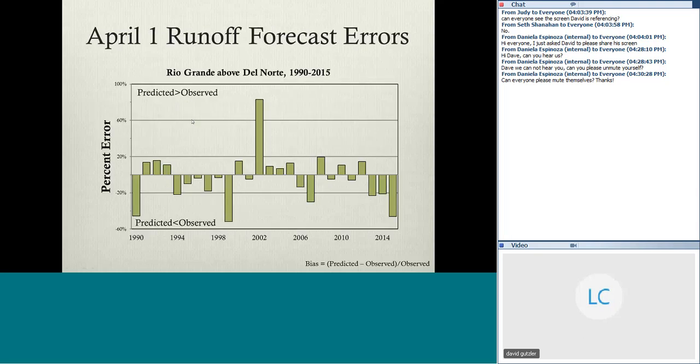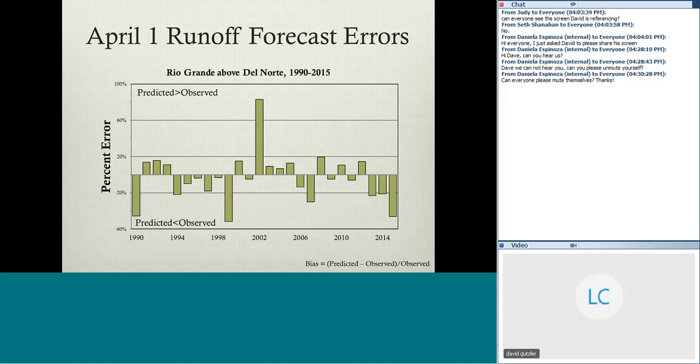This plot shows variability in the water supply outlook errors from 1990 through 2014 based on April 1 snow water equivalent. And this is for the Rio Grande above Del Norte, which is the same gauge that Dave Gutzler used in his study. Values that are above zero, this horizontal line represents zero, represent years where the predicted value for water supply was greater than what actually happened. And the inverse applies to values below the zero line.